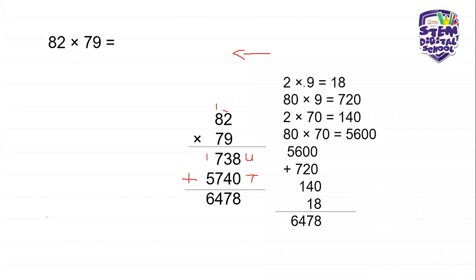Then you say 2 times 9 is 18. 80 multiplied by 9 is 720. 2 times 70 is what? 140. 80 multiplied by 70 is 5,600. Then I add everything together and I'll get 6,478. So these are your two options. I would use the first one because it's quicker, but you can use this one.